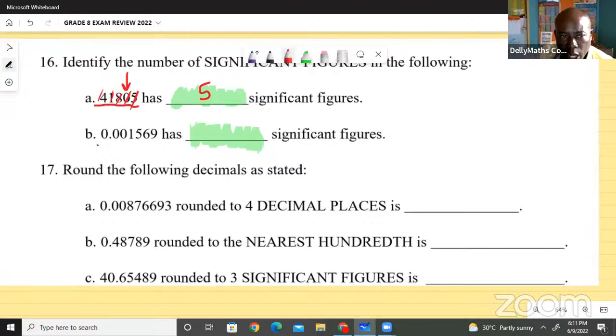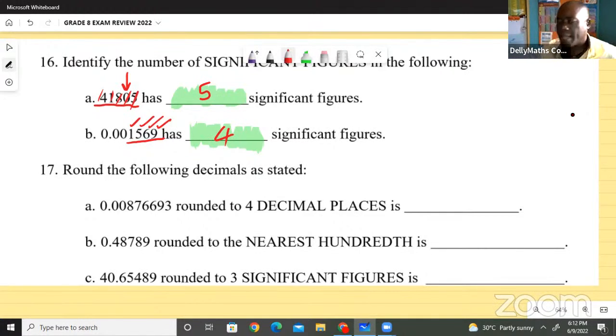Now, the B situation. Zeros do not start as significant figures. So the first significant figure we have in the B situation is not the zeros. The first significant figure is the 1, then the 5, then the 6, and then the 9. So we only have 4 significant figures here because the first significant figure was the 1. Zeros will never be the first significant figure. So we're expecting that you will type in 4 significant figures for that.